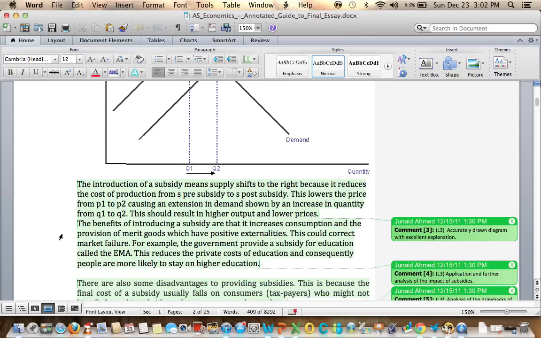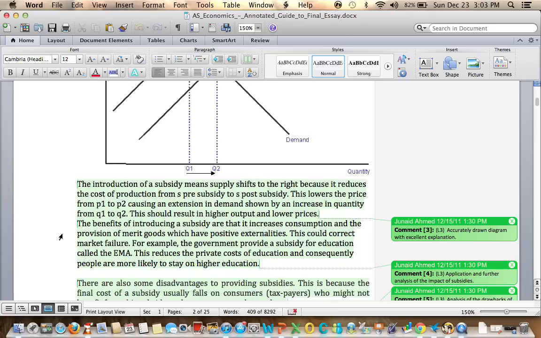And if I read here, the introduction of a subsidy means supply shifts to the right because it reduces the cost of production from S pre-subsidy to S post-subsidy. This lowers the price from P1 to P2, causing an extension in demand shown by an increase in quantity from Q1 to Q2. This should result in higher output and lower prices. The benefits of introducing a subsidy are that it increases consumption and the provision of merit goods which have positive externalities. This could correct market failure. For example, the government does provide a subsidy for education called EMA. This reduces the private cost of education, and consequently people are more likely to stay on in higher education.